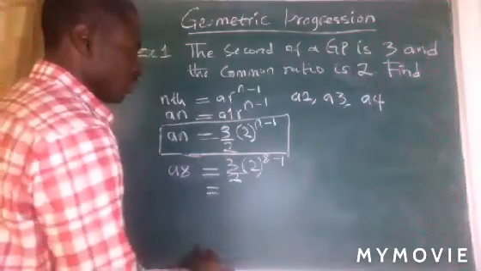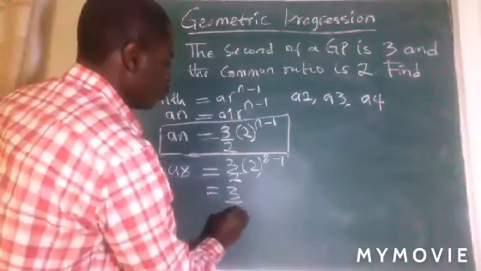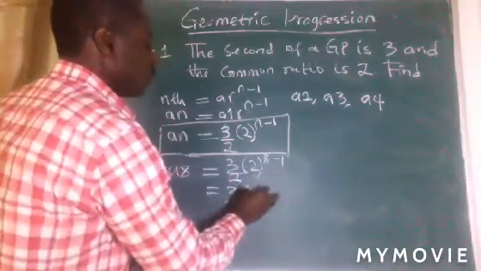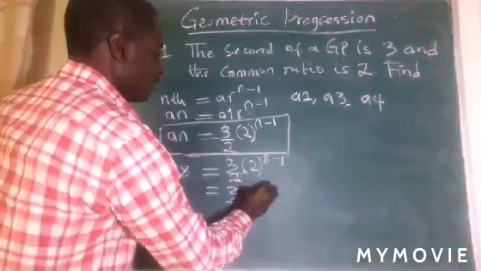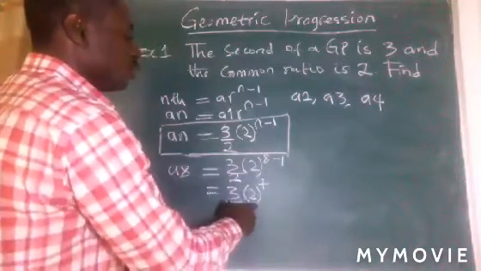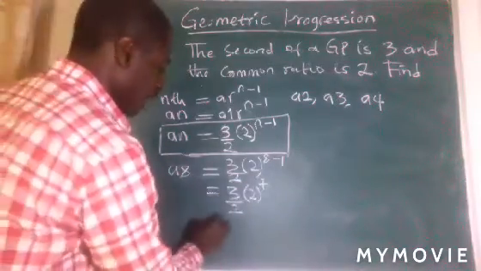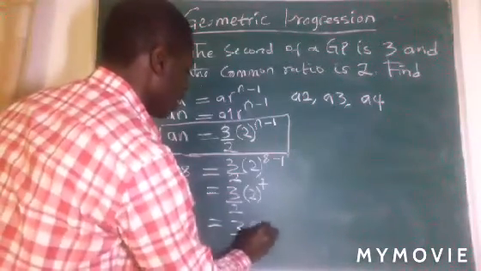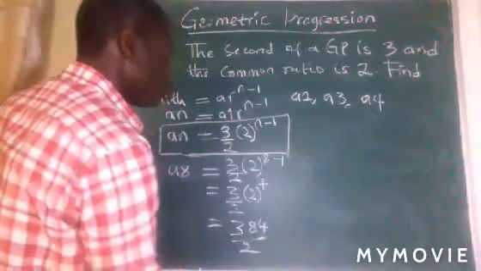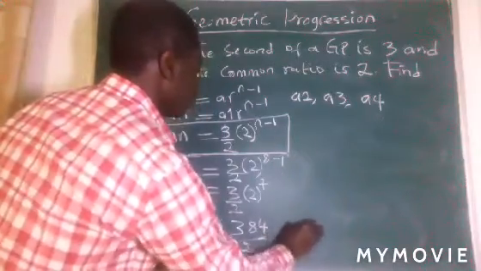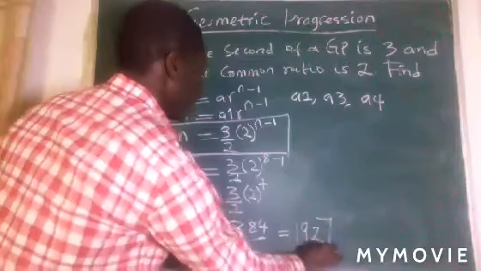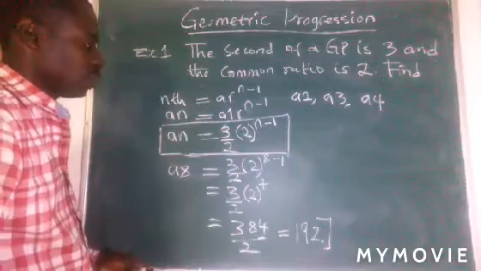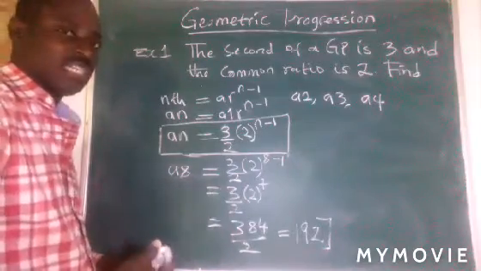That will now give us 3 over 2 multiplied by 2 raised to the power of 7, since 8 minus 1 gives us 7. And 2 raised to the power of 7, as we have known, is 128, so 3 times 128 is 384. 384 divided by 2 is equal to 192, just as we have calculated before. So using the nth term formula, we can now find any of the terms in the sequence.